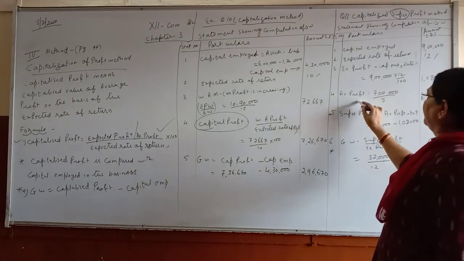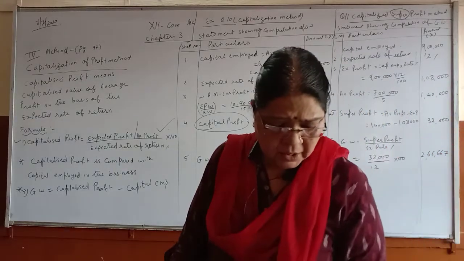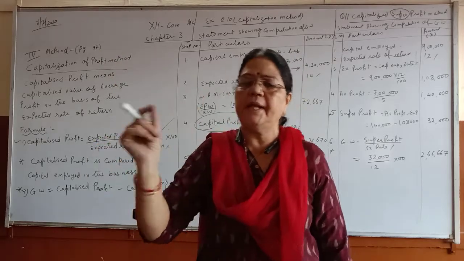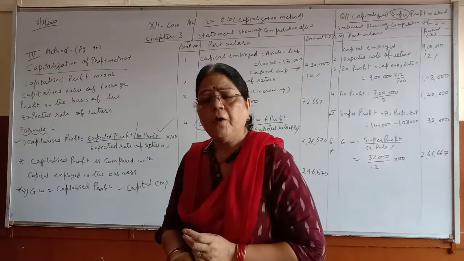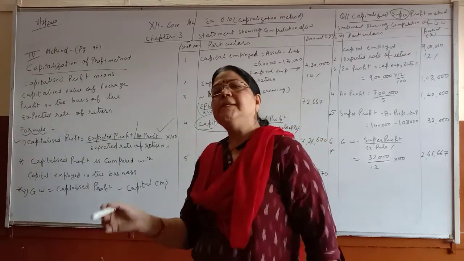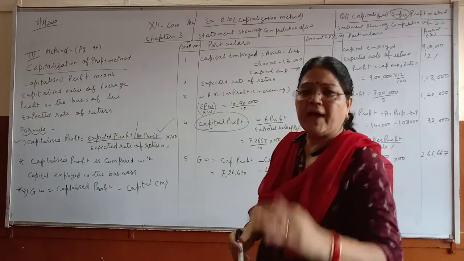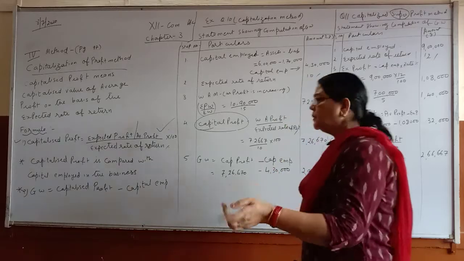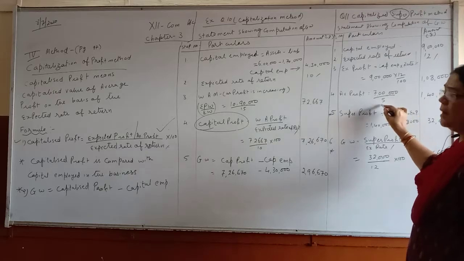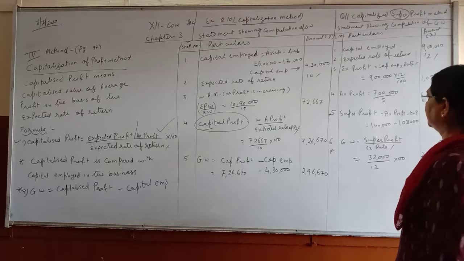Then average profit. This 7 lakh total. In question 11 you can see the profit is going on increasing, decreasing. So which method of valuing profit we are going to use? Simple average method. And by simple average method you will do the total of 5 years profit. So what is the total of 5 years profit? 7 lakhs. And divide by number of years. So you will get average profit 1,40,000.